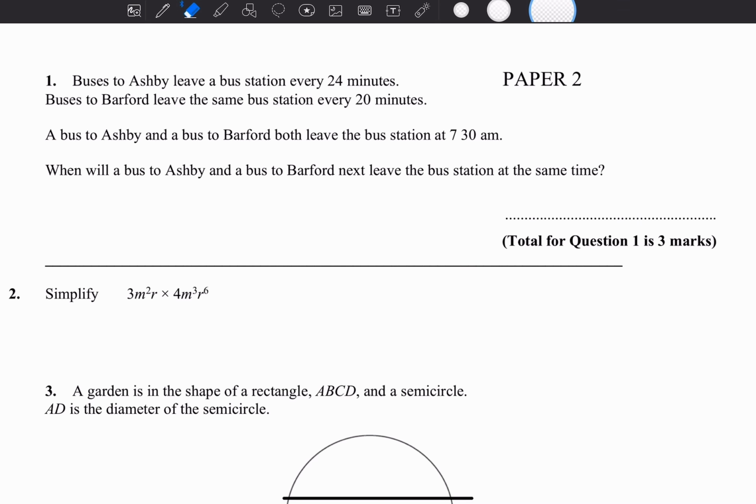Okay, paper 2. Buses from Ashby leave every 24 minutes after 7:30. Okay, so the 24 and 20, what do you find? You always find what here? Lowest common multiple. What is the lowest common multiple of 24 and 20?